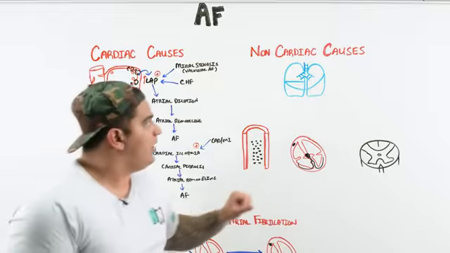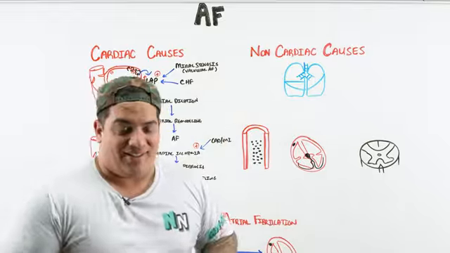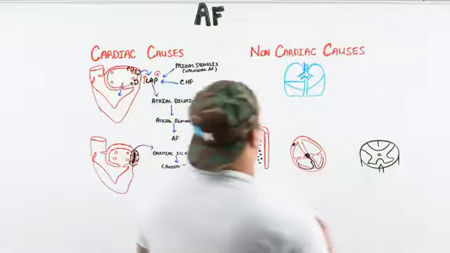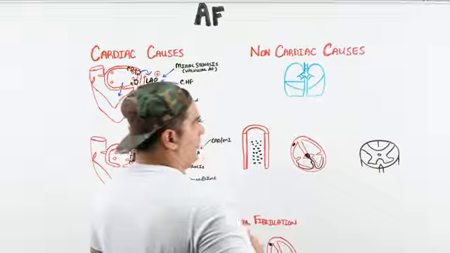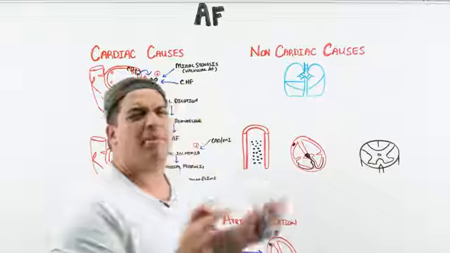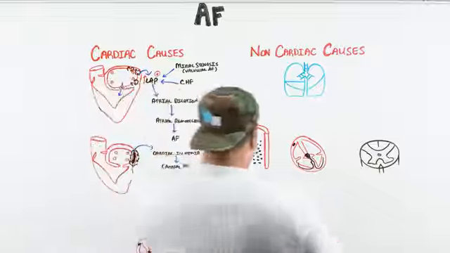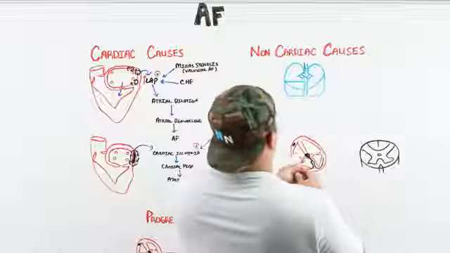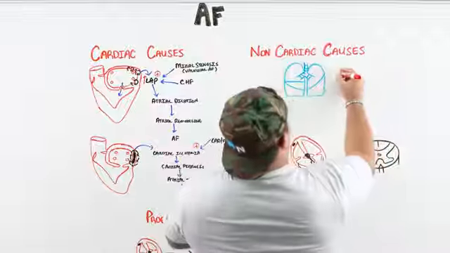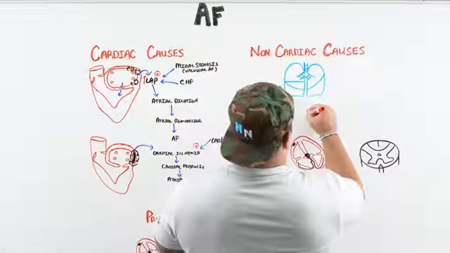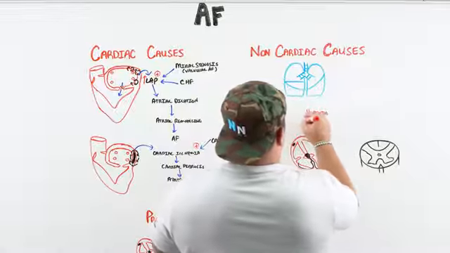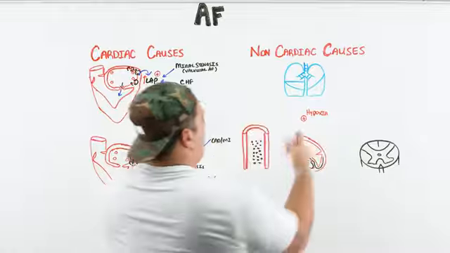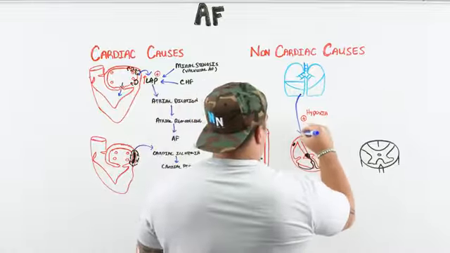All right. Next one is non-cardiac causes. This one's actually pretty cool. There's three particular things that I want you to associate this with. One is it's due to the lungs, some type of pulmonary disease. And usually the most prominent trigger here is going to be some type of hypoxia. Hypoxia is the profound stimulus here that causes these patients to go into AFib.